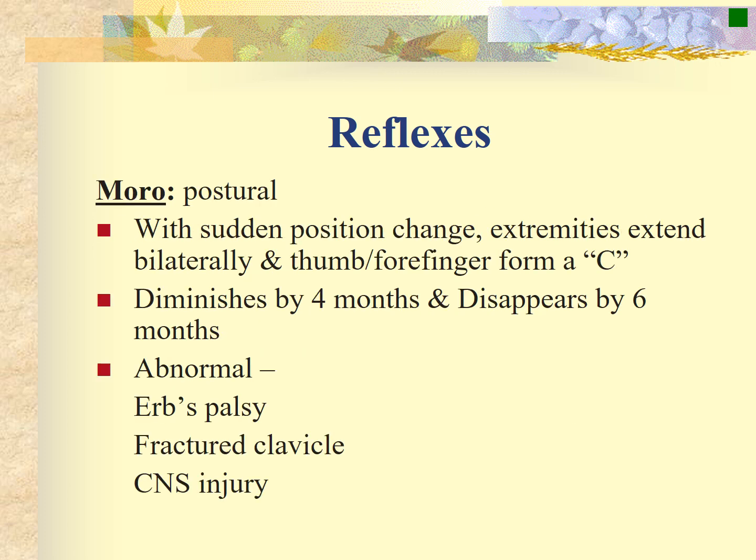The moro or startle reflex, that's postural. With sudden position change, the extremities will extend bilaterally and the thumb and forefinger form a C, and they just jump right out. And it diminishes by 4 months and disappears by 6 months. And again, if it's abnormal, you may consider the possibility of Erb's palsy, fractured clavicle, or central nervous system injury.